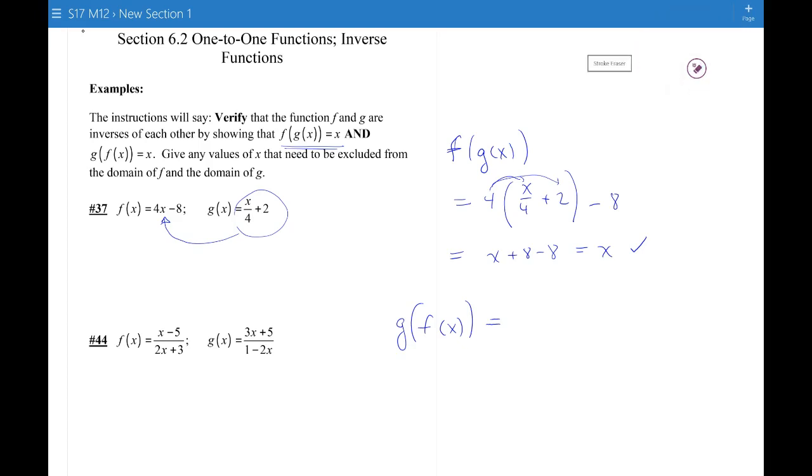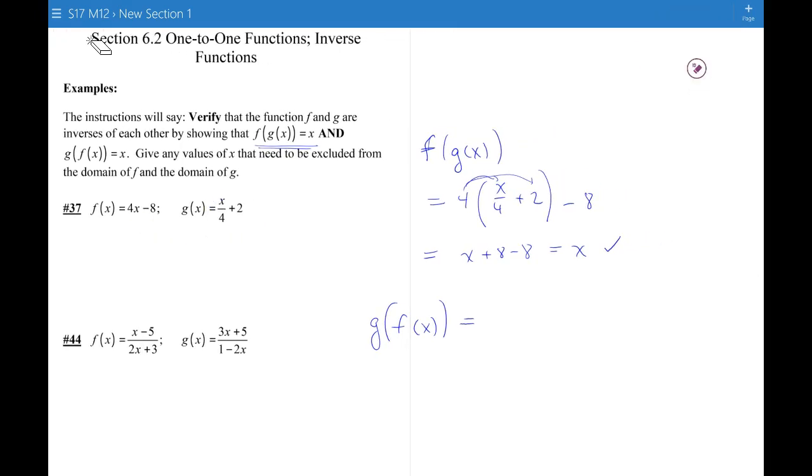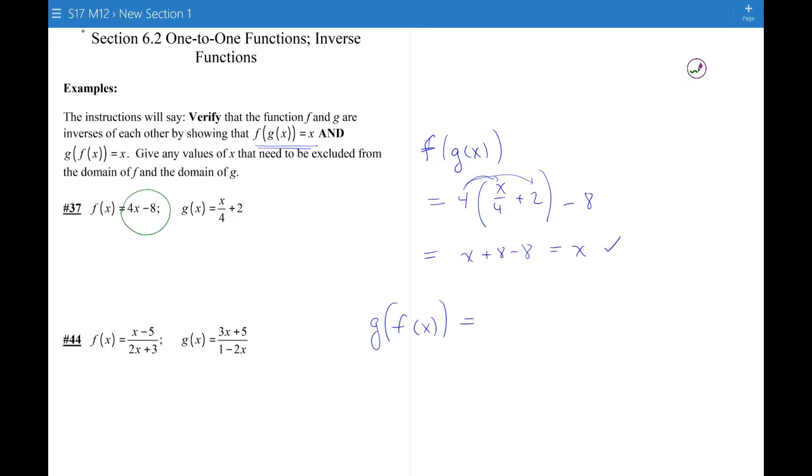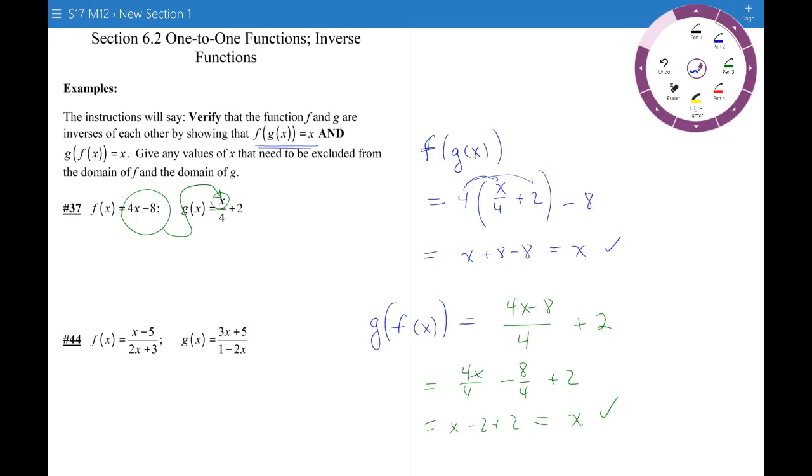So I'm going to erase what I did here and take the f function and put it in the g function. So it's going to look like 4x minus 8 over the 4 plus 2. So that's 4x over 4 minus 8 over 4 plus 2. X minus 2 plus 2 equals x. Check. So I showed now that g of f of x equals x. So I have verified that these two functions are inverses of each other.